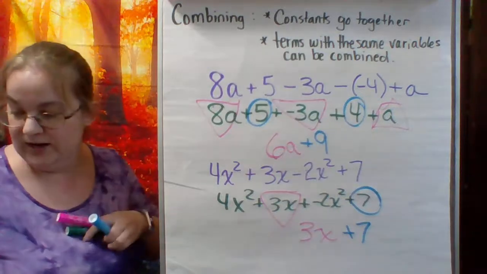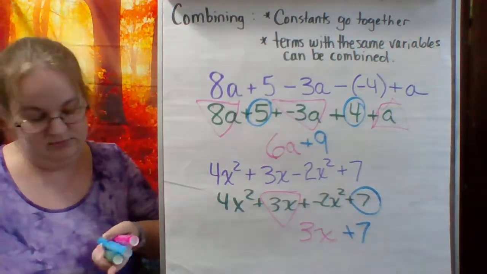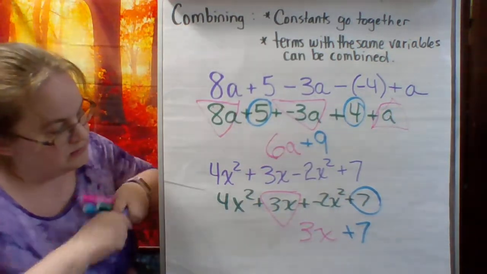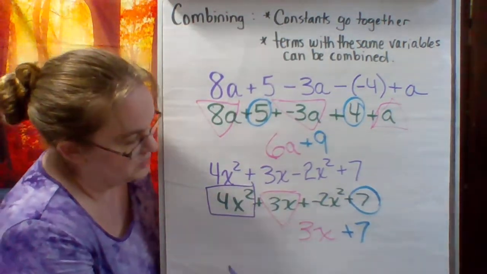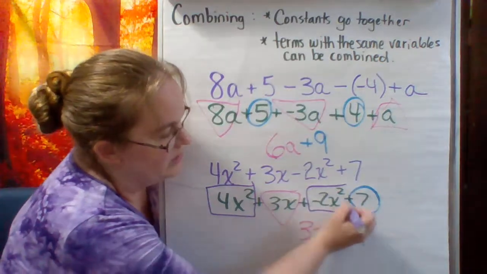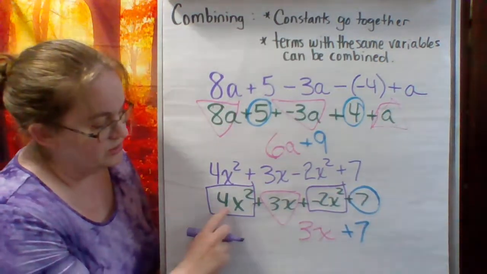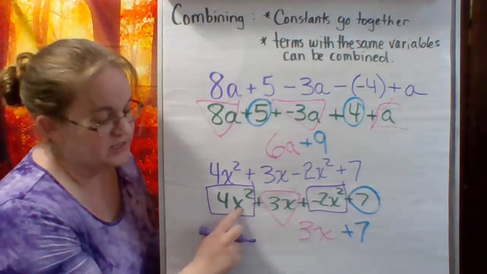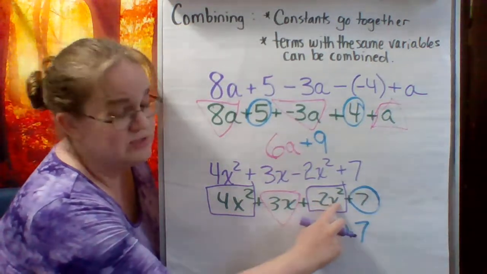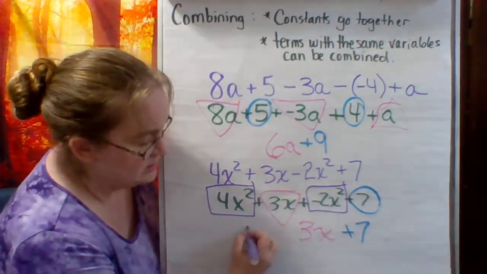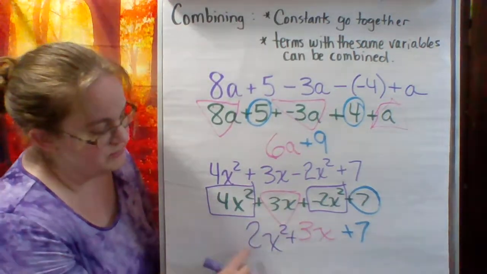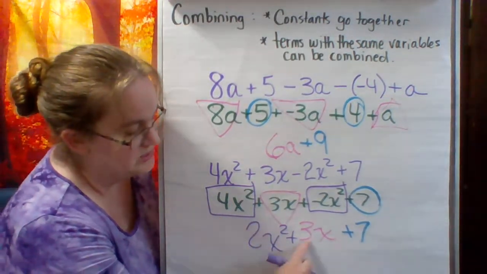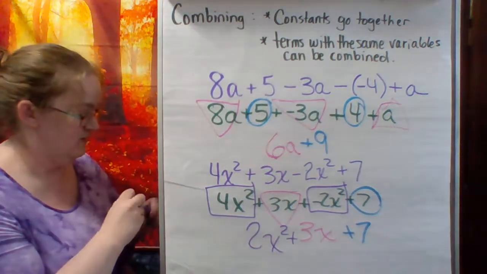And then I'm going to finally look at the squares. So I've got 4x squared and negative 2x squared. So in other words, like 4 xylophones minus 2 xylophones is going to be 2 xylophones. And don't forget the square. Okay, so combining this would be 2x squared plus 3x plus 7.